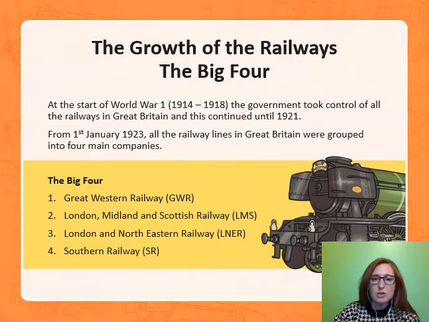So the government looked after all of them, but then they were split into 4 different areas. These were known as the Big Four. The first one was the Great Western Railway on the west coast of England.